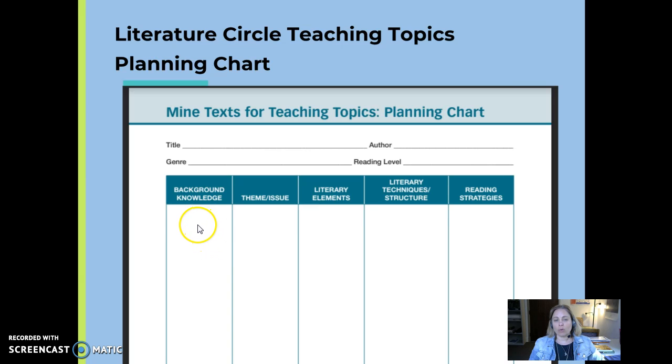So go back to Canvas. I updated the assignment guidelines to give you a little bit more direction since we did not have time to do this in class. And don't forget to scroll all the way to the bottom of this document and develop a few questions for discussion that you might ask if this was a Lit Circle book in your classroom.